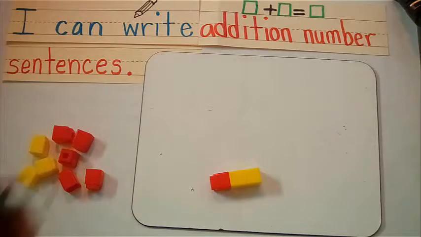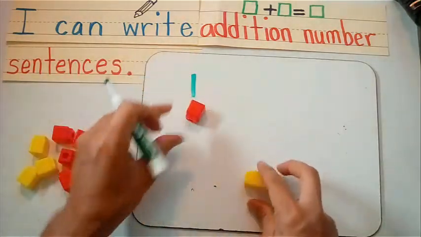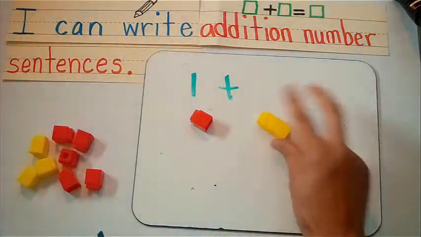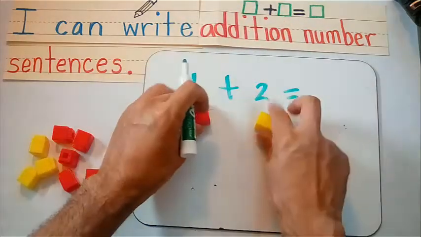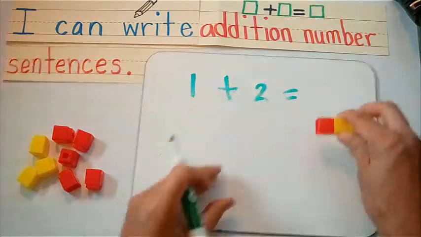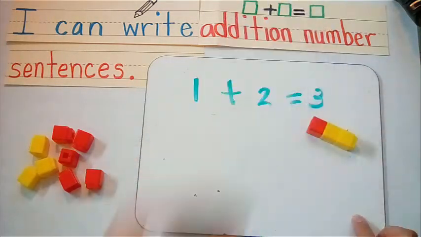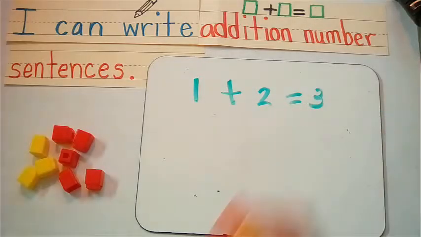Well, I think I could say this. I could say 1 cube plus 2 cubes equals 3 cubes. Correct? Great job. Let's try one more.